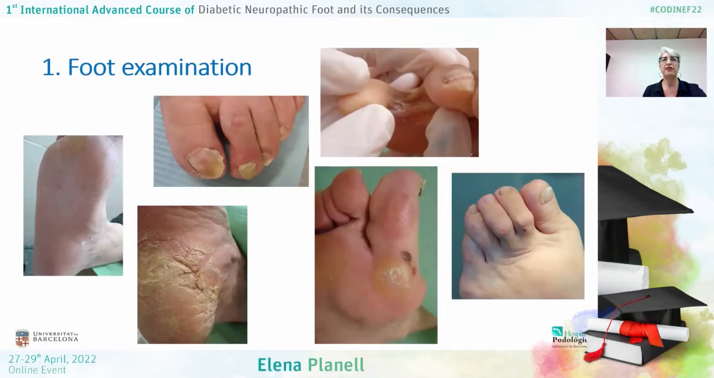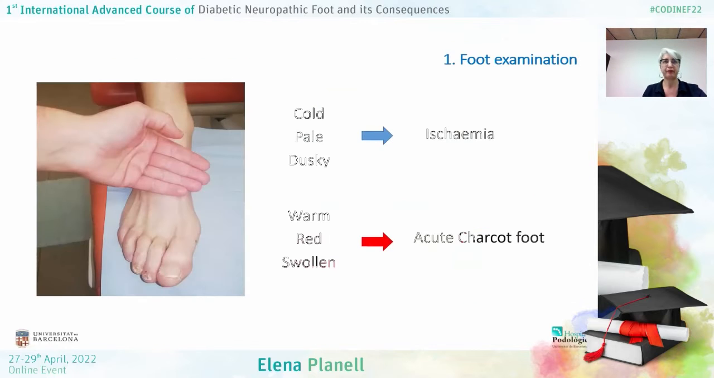First, examine the feet. Look for lesions such as fungal infection, cracks and skin fissures, deformed nails, macerated wet spaces, calluses, or deformities such as hammer toes, claw toes, and pes cavus, which increase the risk of ulceration.